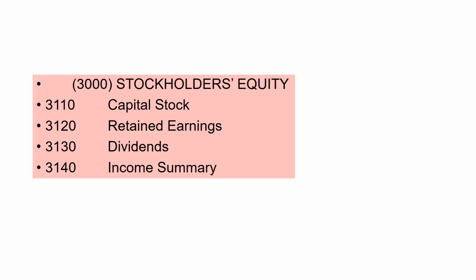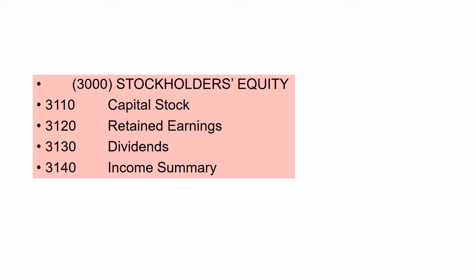Previously we've been dealing with a sole proprietorship, so you only really had two accounts. You had owner's equity capital, and owner's equity drawing. Now we have capital stock, retained earnings, dividends, and income summary.